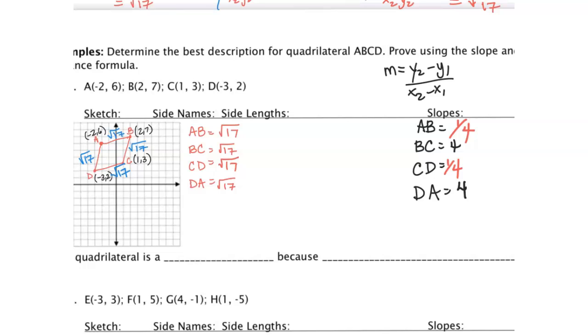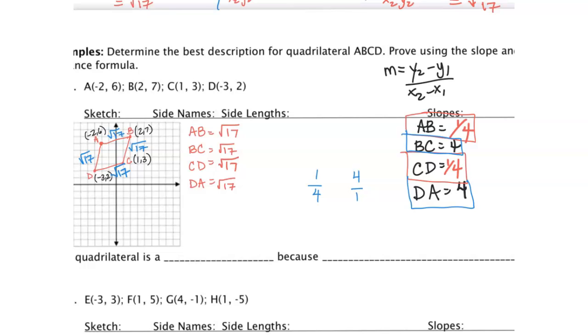So first off, you should be able to identify that AB and CD are parallel to each other because they have the exact same slopes. BC and DA are also parallel to each other because they have the same slopes. But what we're looking to do is figure out, are these opposite reciprocals? So AB and BC, these two numbers, are they opposite reciprocals? You have 1/4 and then you have 4, which is like 4 over 1. Are these opposite reciprocals? The answer is no, they are not opposite reciprocals.